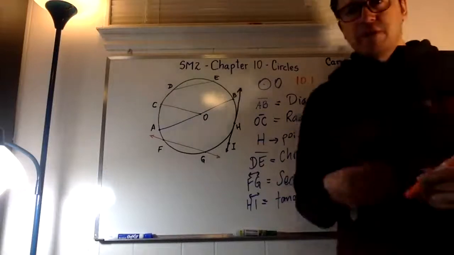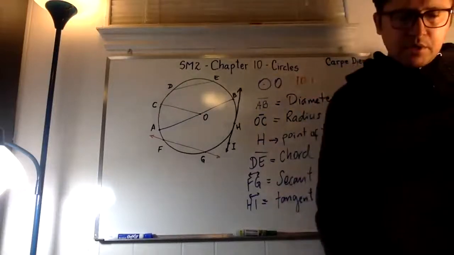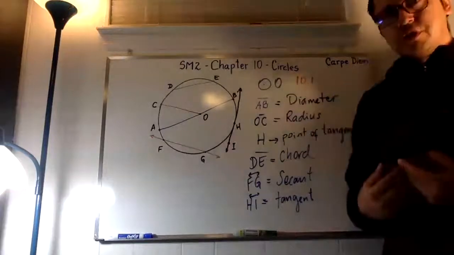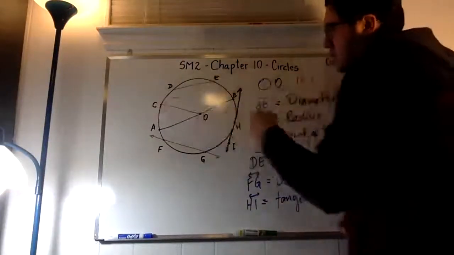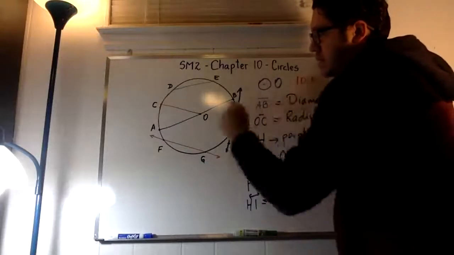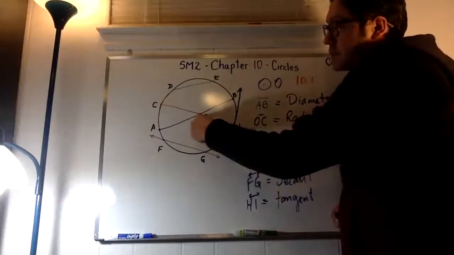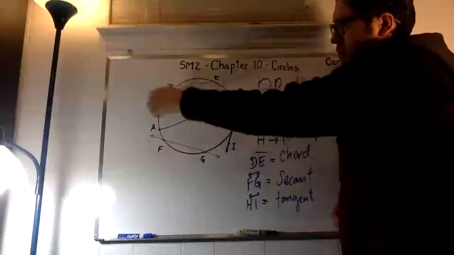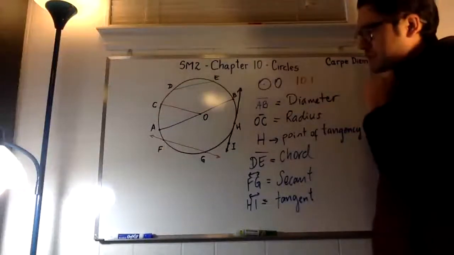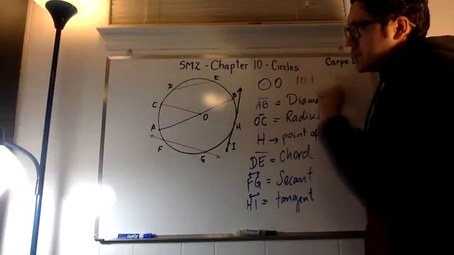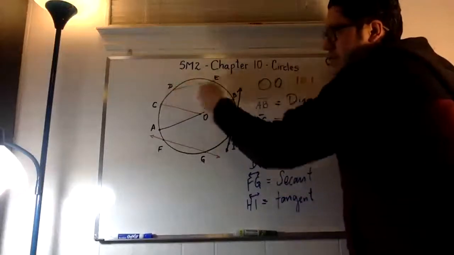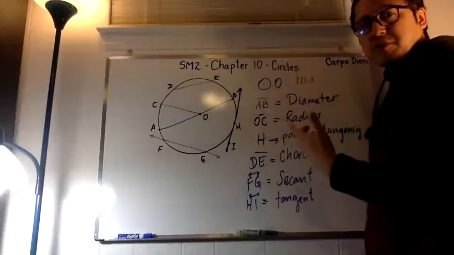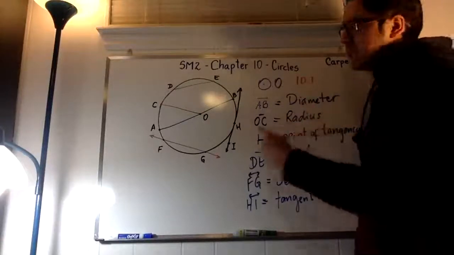We're determining the vocabulary and so on. Okay. Well, of these elements, right? So a radius, for example, is a segment that comes from the center of the circle to any of the points of the circumference or the circle. A chord is a segment that connects two points from the circumference.